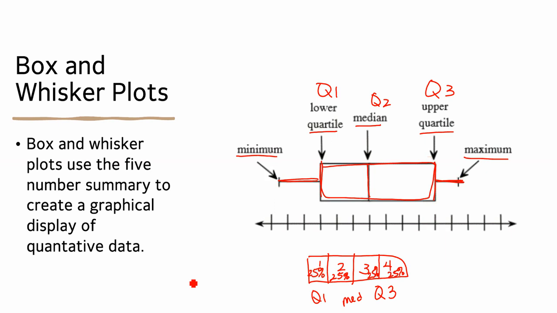Between the minimum and the lower quartile, let me erase this real fast. So between the minimum here and the lower quartile, between those two numerical values, you actually have 25% of your data. And then between the lower quartile and the median, that's kind of like the second slice of your candy bar. You have another 25% of your data. And then between the median and the upper quartile, you have another 25% of your data. And then between the upper quartile and maximum, another 25% of your data.